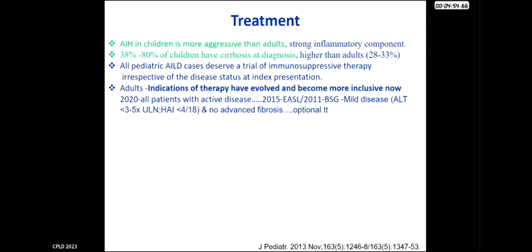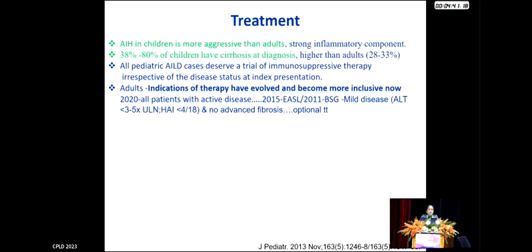For treatment, AIH in children is more aggressive. Anywhere up to 80% of our children will have cirrhosis at diagnosis. Therefore, from the very beginning, we have been saying that all pediatric autoimmune liver disease deserves a trial of immunosuppression rather than the selective criteria for treatment recommended by the earlier EASL and British guidelines. But now in 2020, it is said that all patients with active disease, even adults, should be treated. In adults there are still some selection options, whereas for children, we would say treat all children who have autoimmune liver disease.